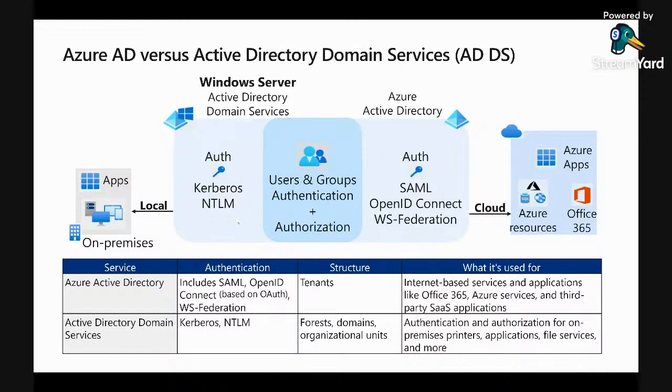Then when it comes to structure, you typically just have a tenant within Azure AD, but for your on-premise, you're talking about having your domains, having your trusts, having your organization units before you even talk about the objects. Then for use cases, you'd use your Azure Active Directory for entirely cloud-based services, while you would use your on-premise for network-based services, for authentication and authorization on your printers, on your applications, on your file services, and the likes.